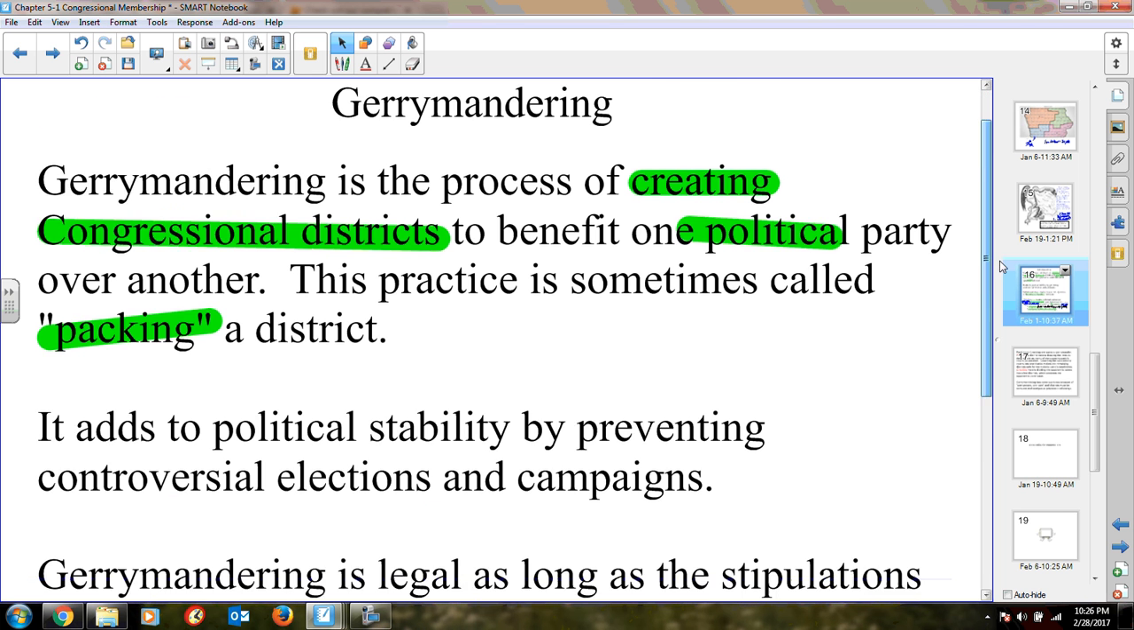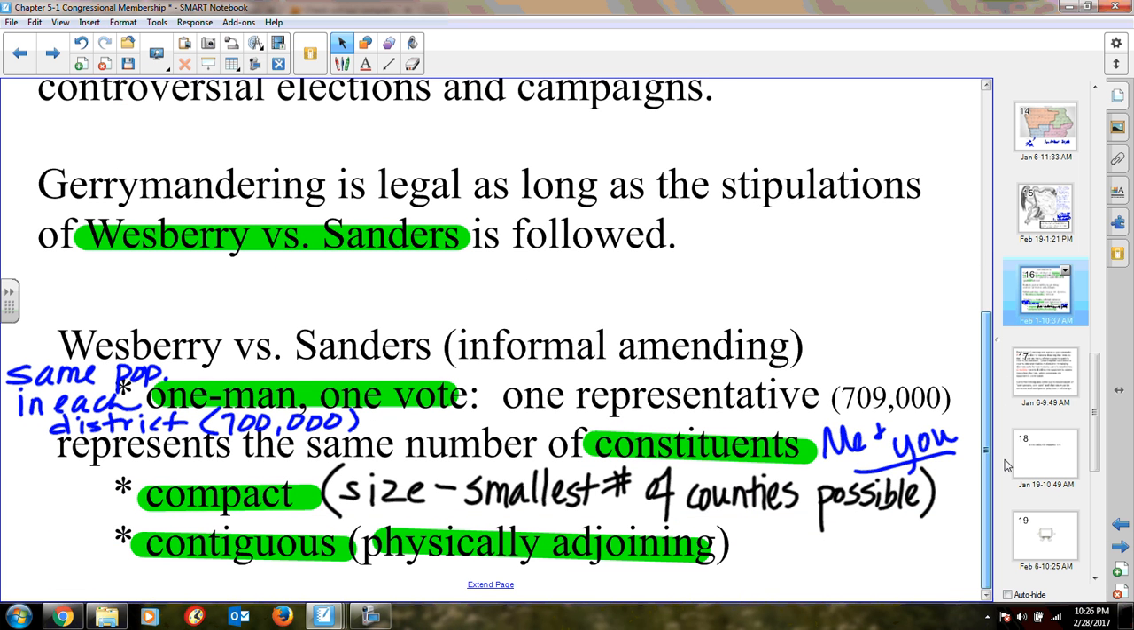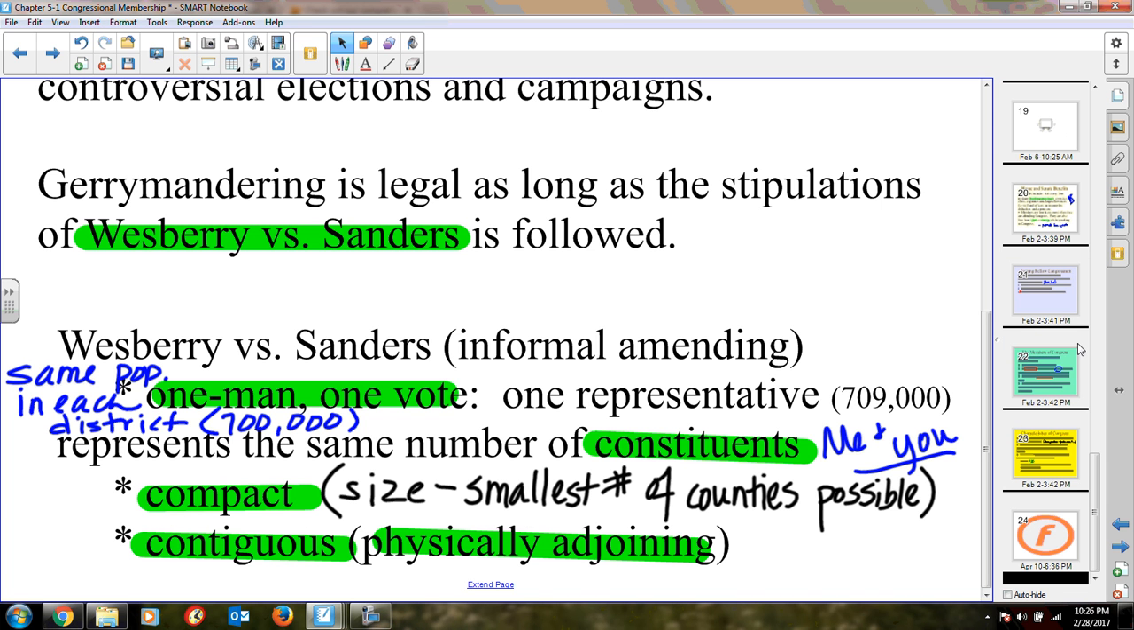It is legal as long as you follow the court case of Wesberry versus Sanders. Wesberry versus Sanders has 3 basic ideas. The idea of one man, one vote, that every district has approximately the same size of population. In the case of the 2010 census, that's 709,000. That means that you have to use the smallest number of counties possible. That's what compact means. And they have to be contiguous.